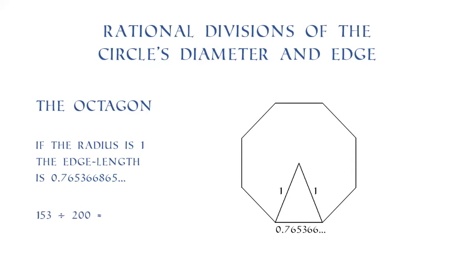Now we can do a rational approximation of this if we do 153 divided by 200. If you divide 153 by 200, you get simply 0.765, and that's it. So the numbers stop just there. So if we apply that to the octagon, if the radius of the circle that contains the octagon is 200, then the edge length will be 153. As you may be aware, quite an interesting number in the Bible in relation to the 153 fishes.